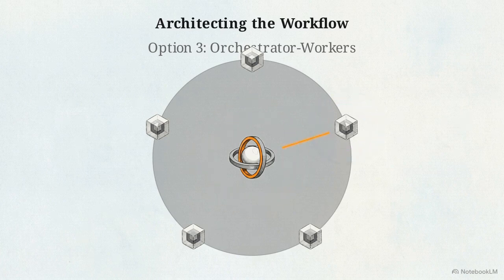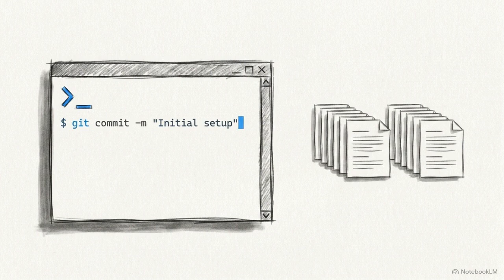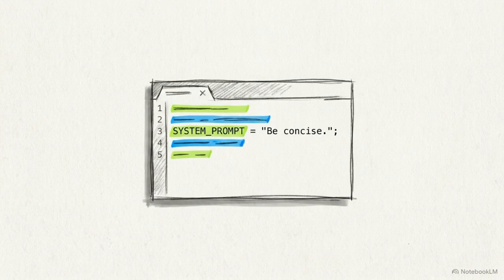Option 3 is the orchestrator workers pattern. A central director agent dynamically activates specialized subskills only when needed. Our time series analysis skill will use this orchestrator pattern. The orchestrator architecture scales effectively. It only deploys specialized instructions when a task actively demands them, which prevents the main AI from being overwhelmed by a massive list of background rules.